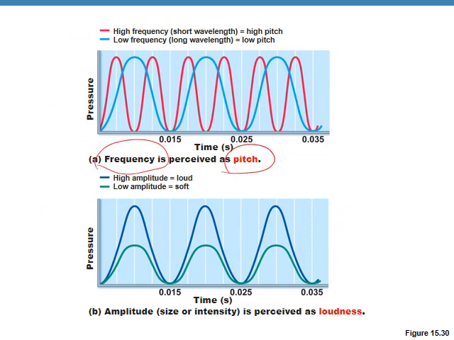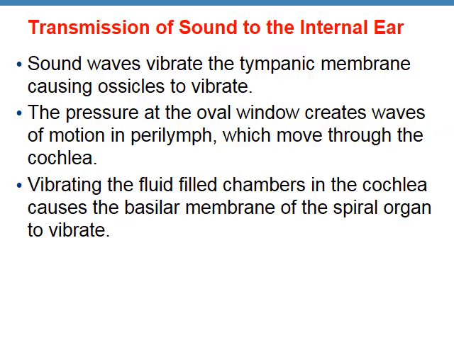You can see frequency is pitch. So frequency is whether you have short wavelengths or longer wavelengths. And amplitude is the size, or loudness, intensity of the sound. So this is a low or soft sound, and this is a loud sound with a high amplitude.